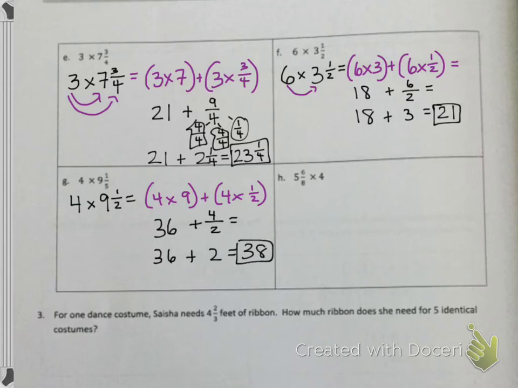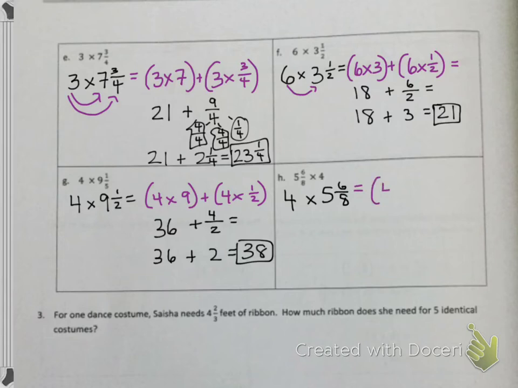And let's work with H. And this H is a little bit different. It's 5/6 times 4. But I can easily switch those around in order for me to be able to use the distributive property. If this looks better to you, you can certainly do this. And you can use the distributive property now in order to solve.